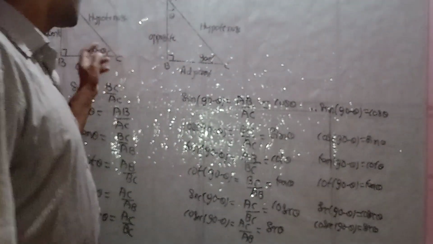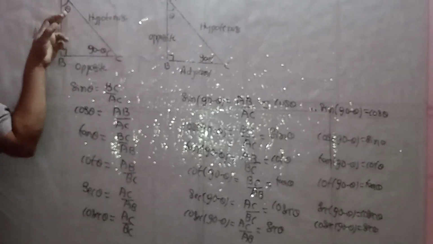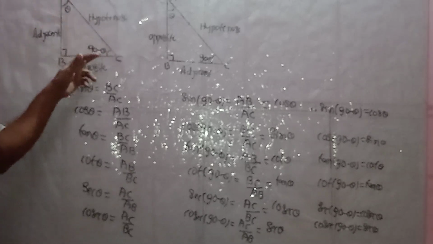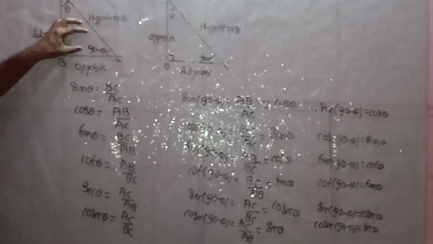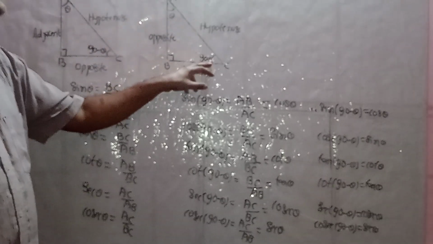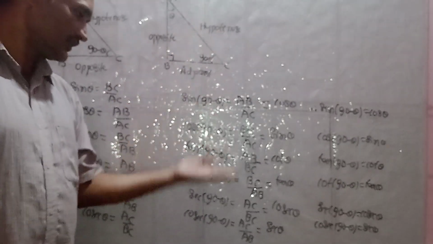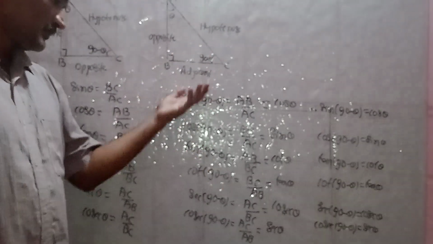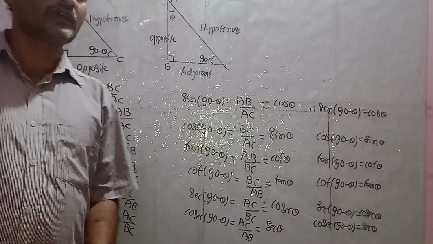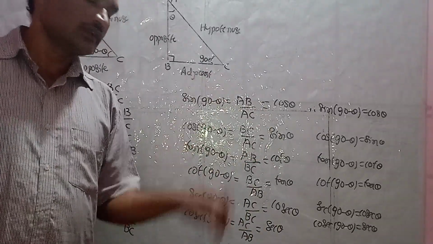If you look at these two diagrams, they are the same. With respect to angle theta, this is opposite, this is adjacent and this is hypotenuse. This is theta, so this will be 90 minus theta only. I wrote the same figure here. With respect to 90 minus theta, this is opposite side, this is adjacent side and this is hypotenuse. So you can easily find the trigonometric ratios of complementary angles. Try to understand this concept clearly.